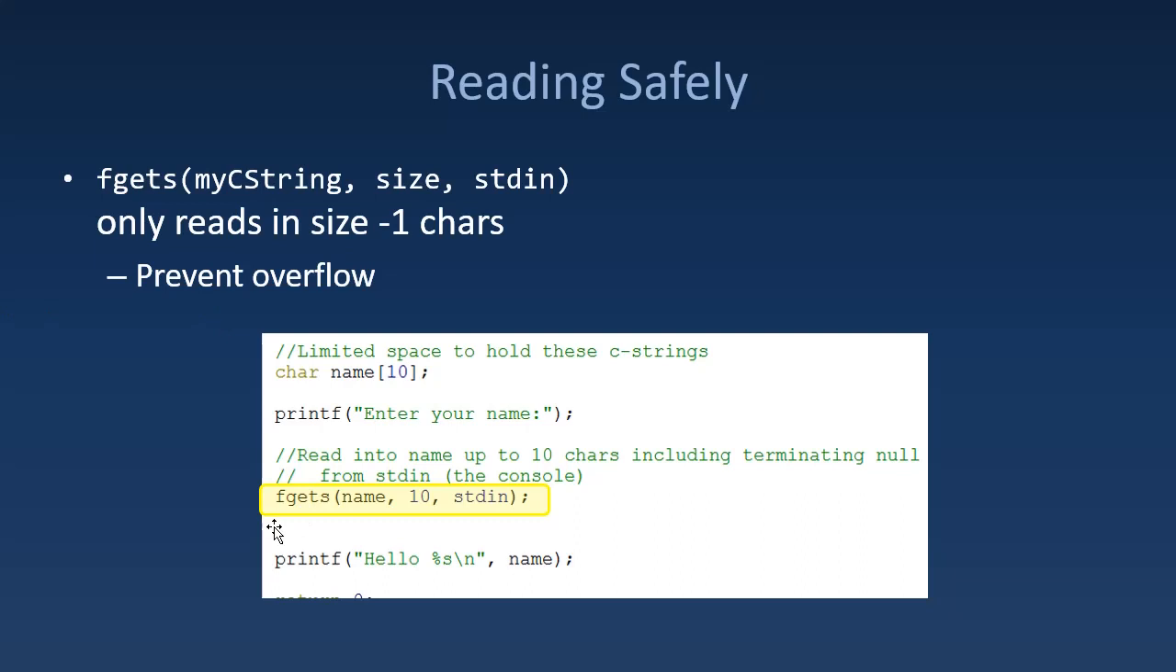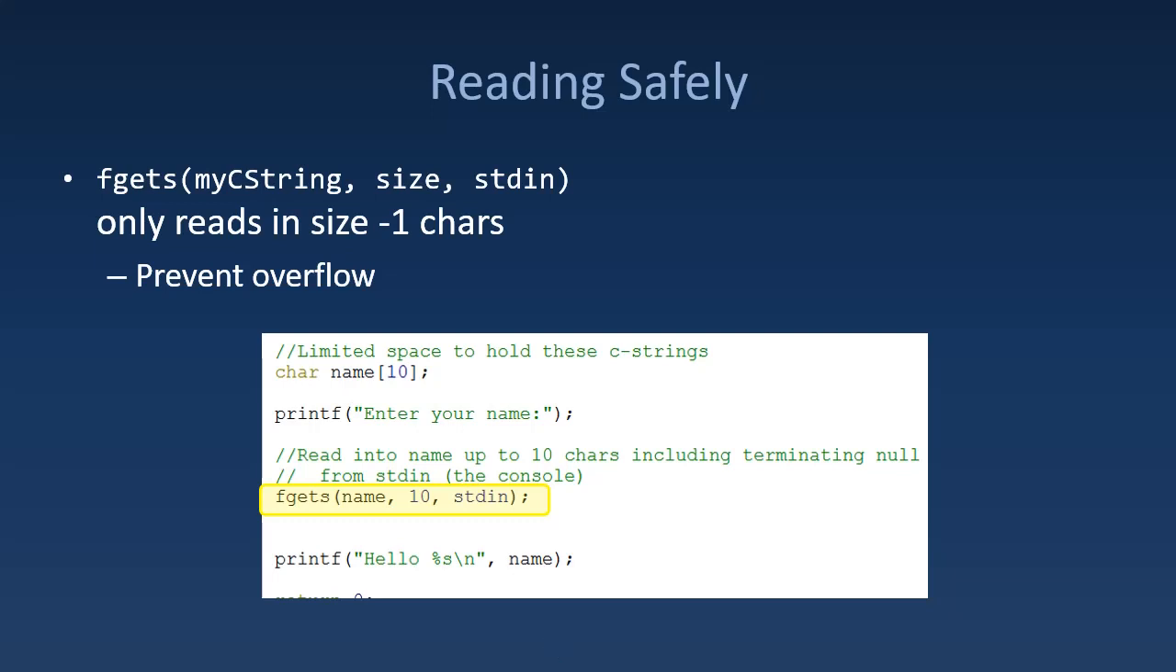Pretty much all of the C-based functions for reading into character arrays are going to give you some parameter to specify how much you actually want to read in. With fgets, I'm saying get from standard in, the console, into my array called name, read at most 10 characters, including the terminating null. All right, and that way I know I don't overflow that buffer.